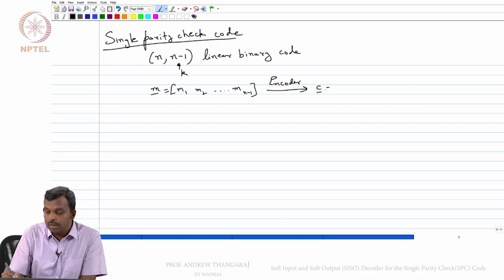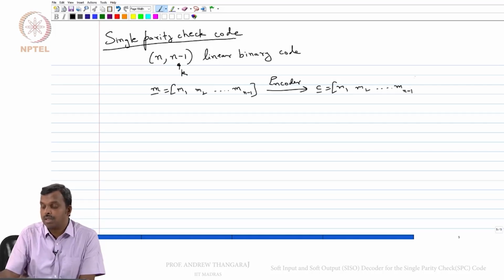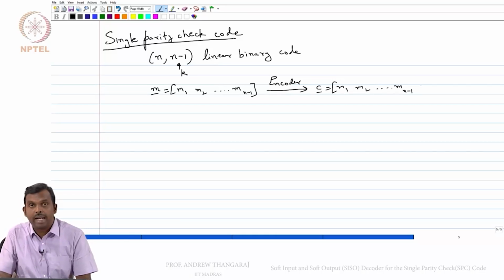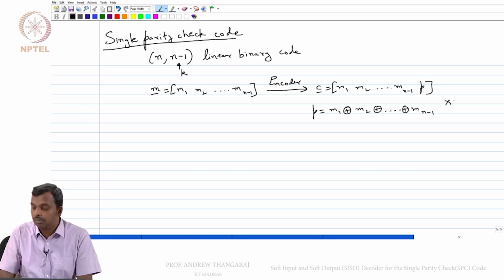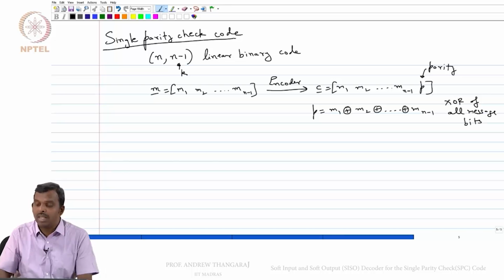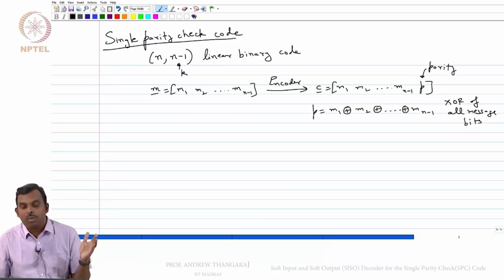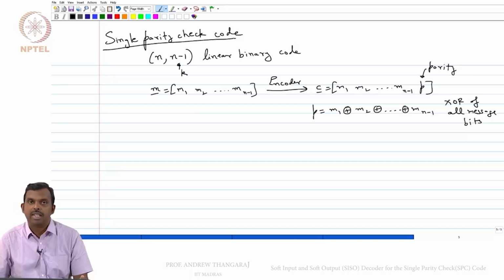Okay. Your code word is going to be the same message bits appearing in the first n minus 1 positions, and in the last position you will get a parity bit, and this parity bit is simply the XOR of all the previous message bits, all the message bits. Okay, so this is the message, this is the parity bit. So you can see why this is called the single parity check code. You have however many message bits you want, you just put out one parity, which is the XOR of all the message bits that have been seen so far.